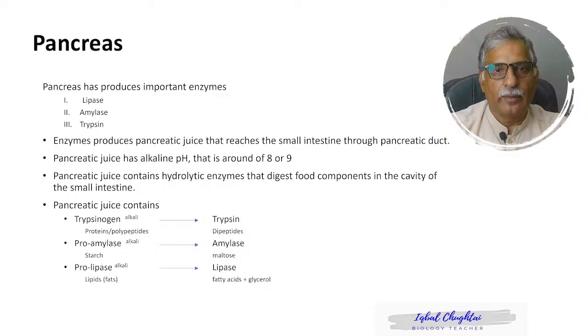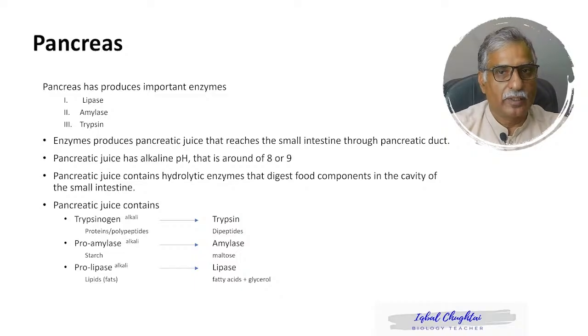Similarly, prolipase is the inactive form of enzyme. When it encounters the bile in the small intestine, it gets activated into lipase and it digests emulsified fats into fatty acids and glycerol. At the same time, amylase that is produced as proamylase gets activated when it interacts with the bile in small intestine, and this amylase digests remaining starch into maltose.